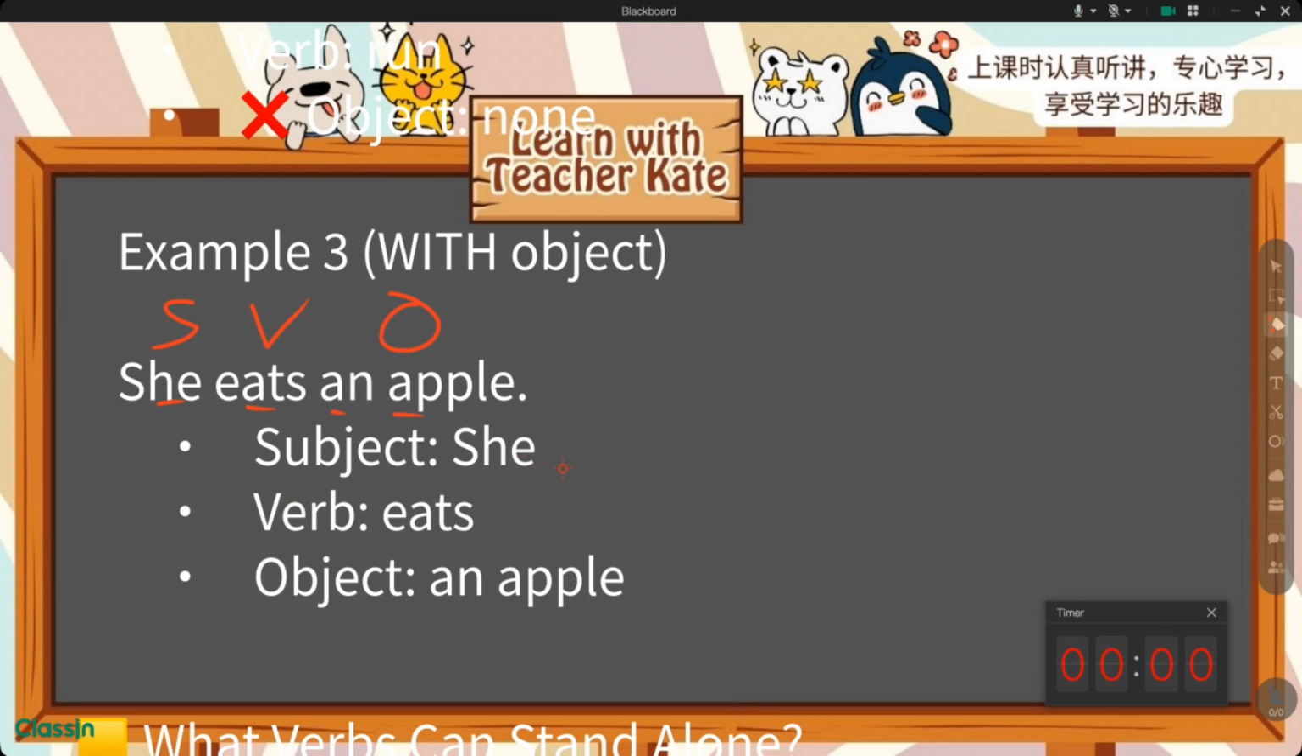She eats what? An apple. Who eats an apple? She. She eats an apple. She eats what? What does she eat? She eats an apple.